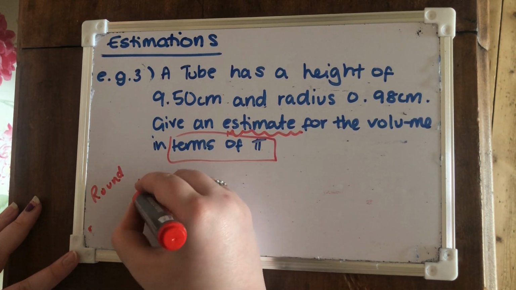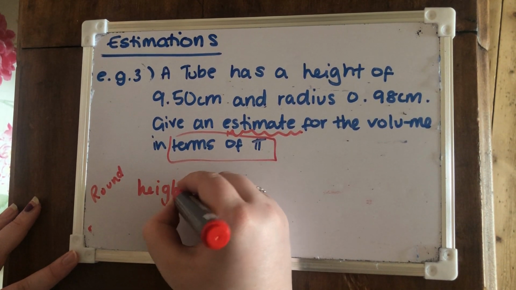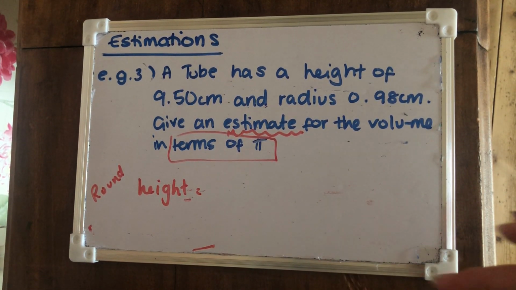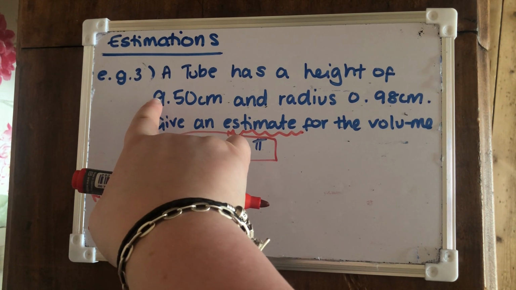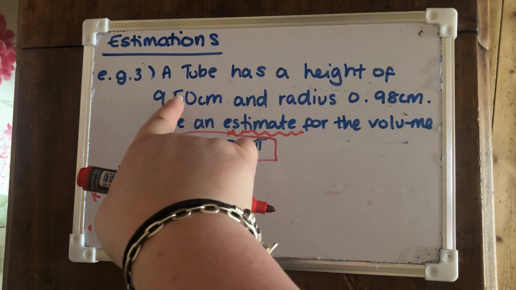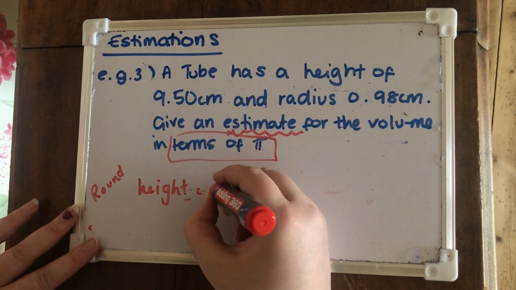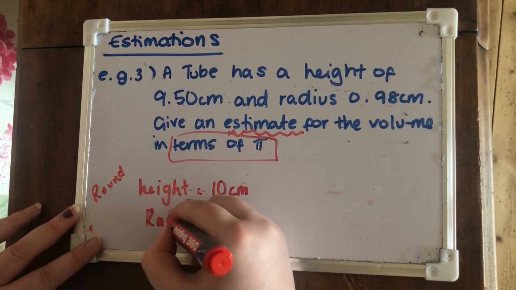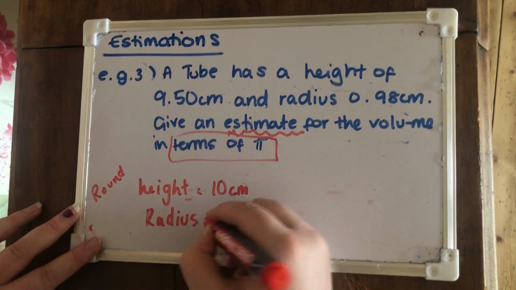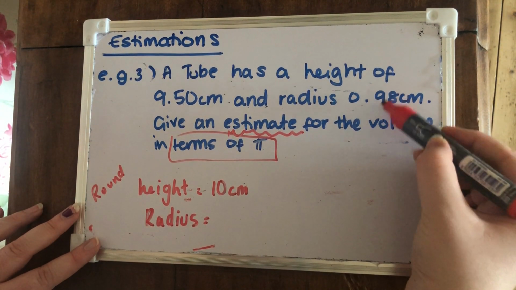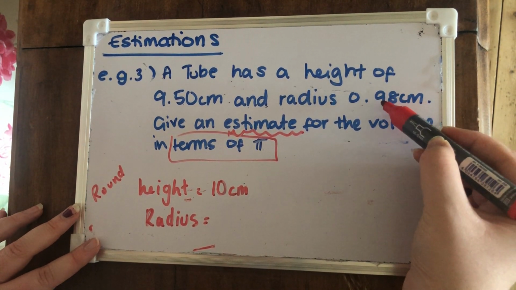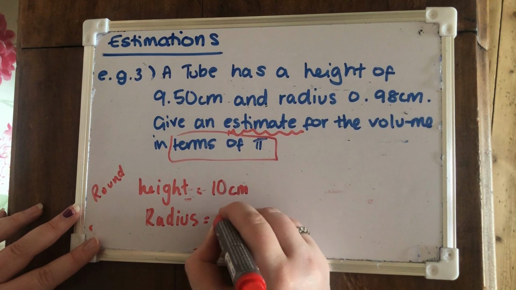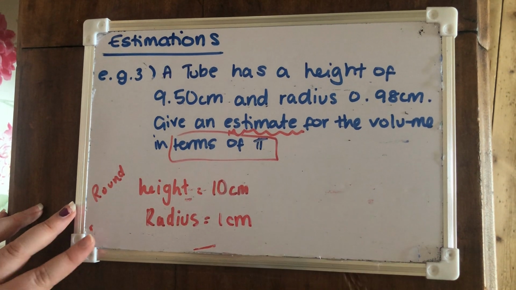Okay, so the height at the moment is 9.5, so we're going to round that to 1 sig fig. So the 9 is the first one, but there's a 5 after. The 5 would round up the 9, so the height's actually going to be 10 centimetres. Okay, and the radius. So the 9 is the first sig fig, but the 8 would round it up, but then that would round it to a 10, so that's going to actually be 1 centimetre.